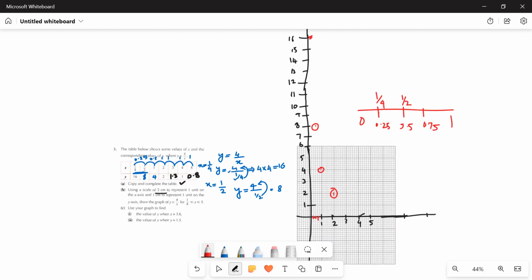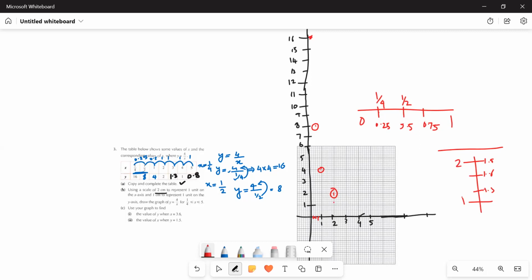1.3 means here after 1, if we are making 3 parts between 1 and 2, like here, this is 1 and this is 2. 3 means we are making 3 parts. So this becomes 1.3, this becomes 1.6, this becomes 1.9. But this is approximately 3 parts from one digit to the second digit. So here 1.3.